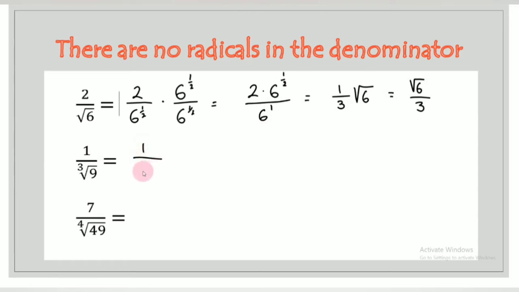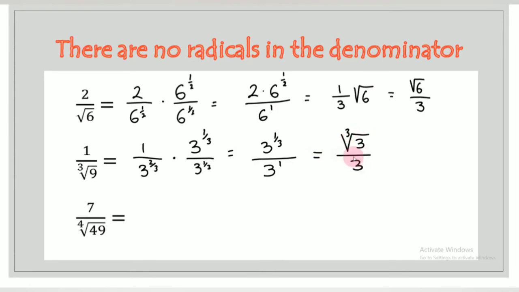How about the second one? If I convert into exponents, this is 3 to the power of 2/3. If I want to get rid of the fraction exponents in the denominator, I need to multiply by 3 to the 1/3 power on both sides, I mean on the numerator and denominator. So in the end, I have the denominator without any fraction exponents, right? So we have gotten rid of the radicals, and we have this as the simplest form.